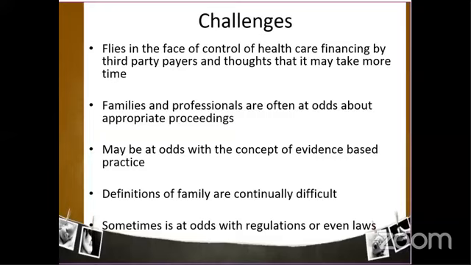The only way to correct such an emergency is through blood transfusion, but the family cannot accept. So you see, they are at odds. They cannot accept. Maybe they are with the concept of evidence-based practice. Definitions of family are continually difficult because we haven't really defined, and we haven't given sense to family as the center of care.